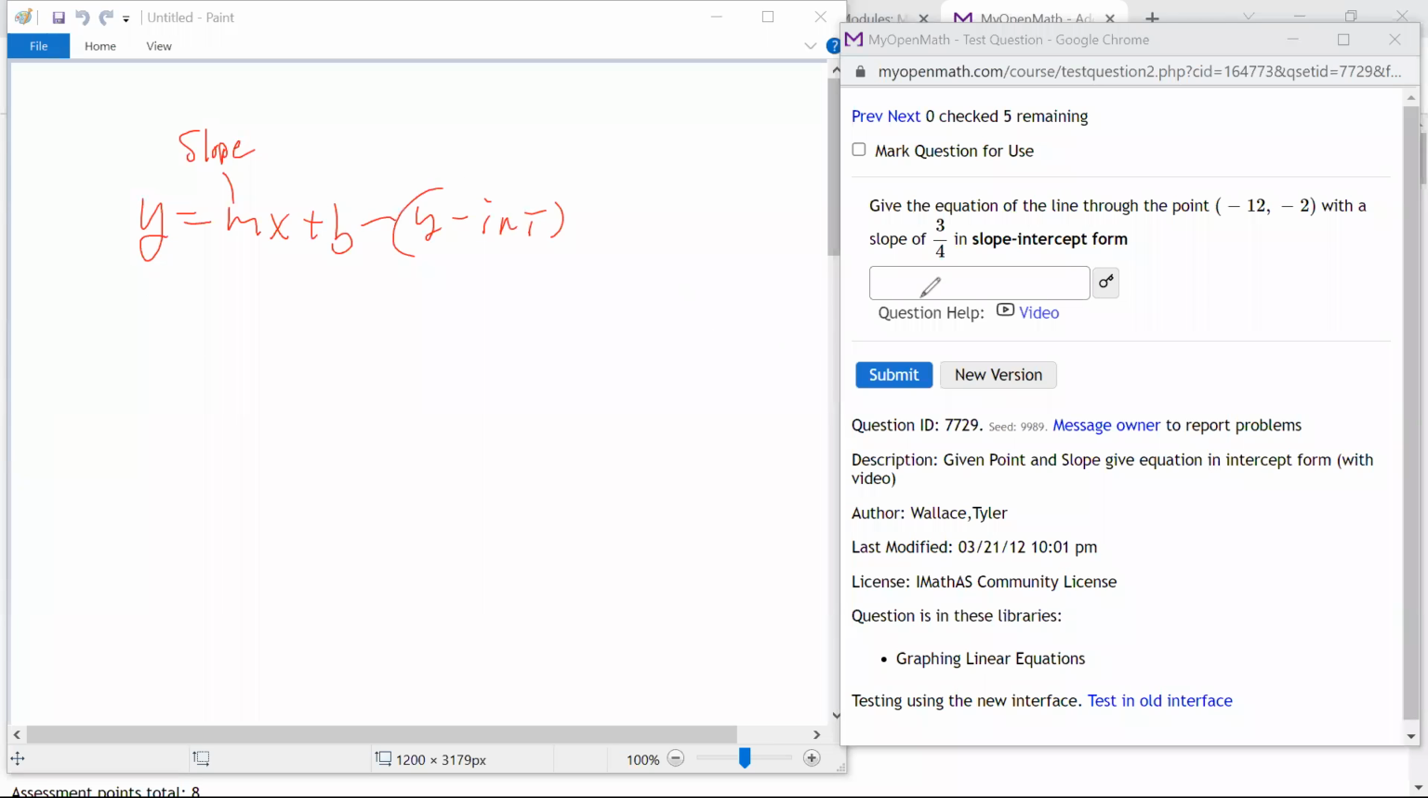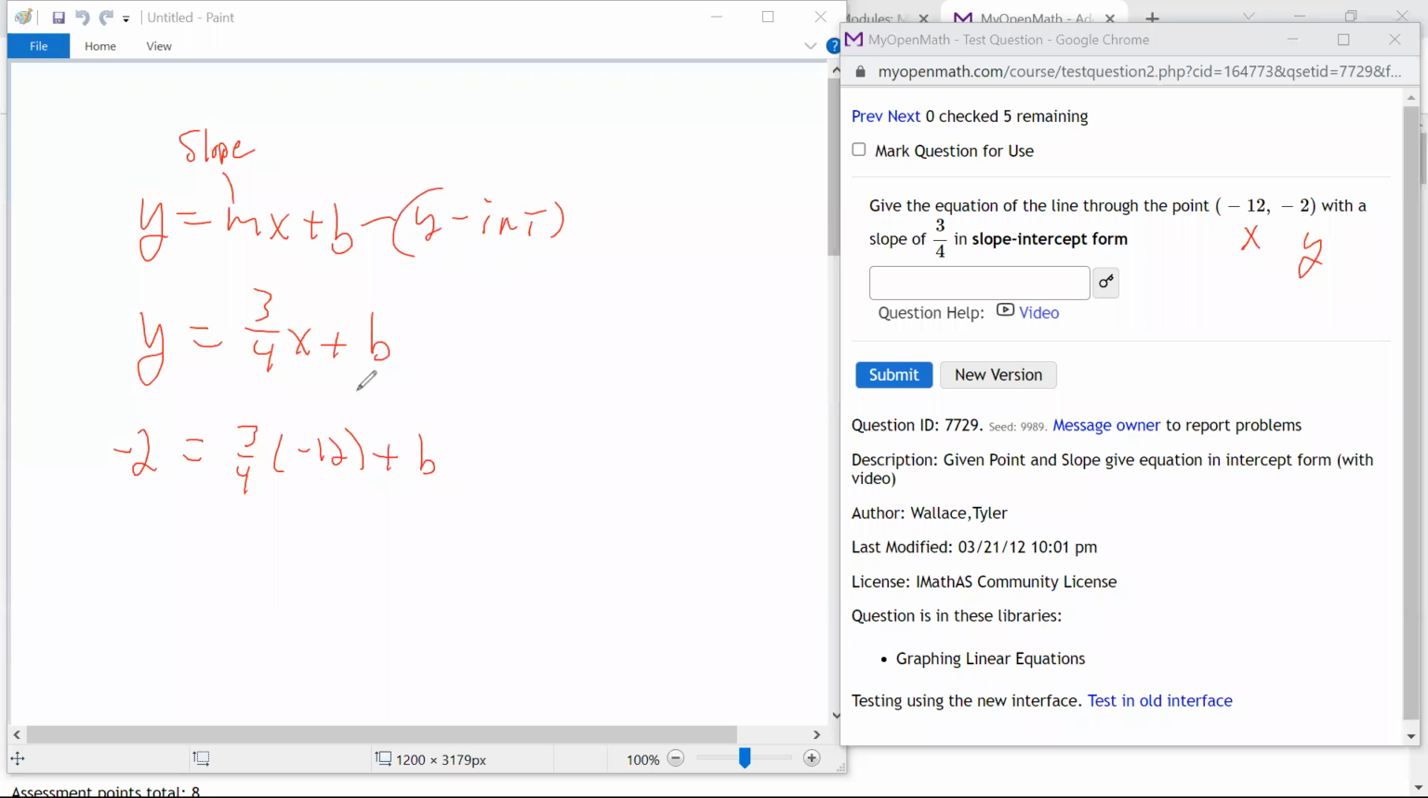Okay, so they gave us the slope, so I can write y equals 3 over 4x, but they didn't tell me the y-intercept. So what I'm going to do is take the x and the y and replace those x's and y's in the equation, and then solve for b. So y is -2, and that's equal to 3 over 4 times -12 plus b. And now comes some fraction work.